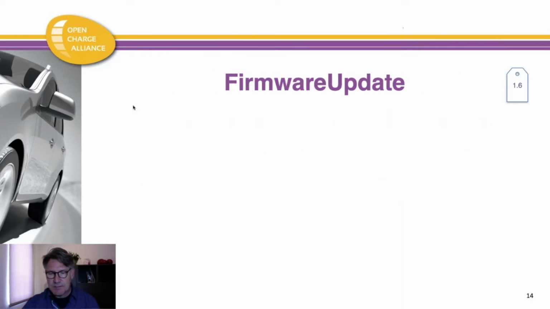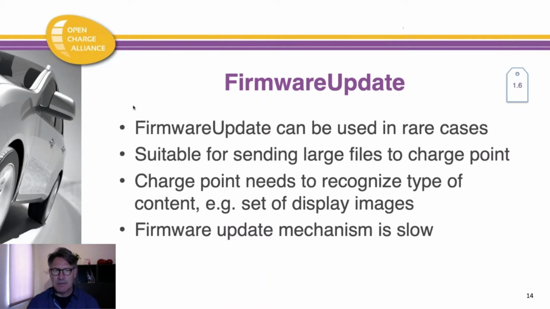Then the third option was the firmware update. Well, firmware update is for rare situations. It is suitable for sending large files to a charge point, because basically what the firmware update does is that it sends a firmware image to a charge point. Or in fact, it requests a charge point to download a new firmware image from a server. But yeah, you can also use it to download any other file.